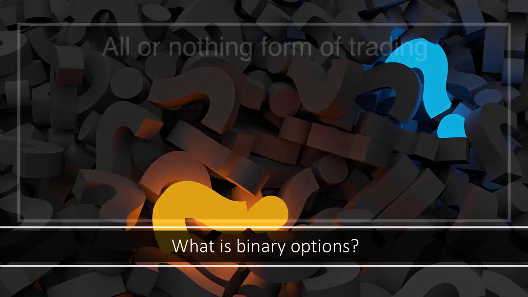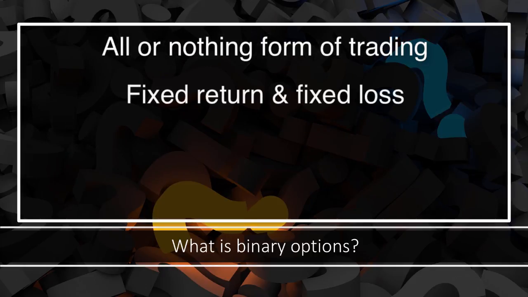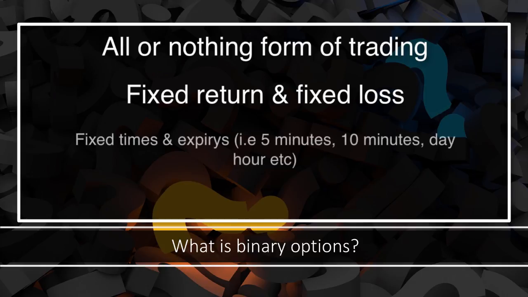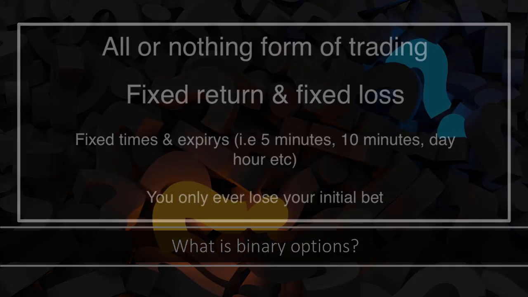So binary options is an all or nothing form of trading. It has a fixed return and a fixed loss. You place a put or a call on an asset such as Euro USD for a fixed amount of time, say for example a 5-minute trade, and if your guess is correct at the time of expiry, let's say 5 minutes from when you purchased it, then you will win the fixed payout. If it's wrong, then you lose your initial bet.